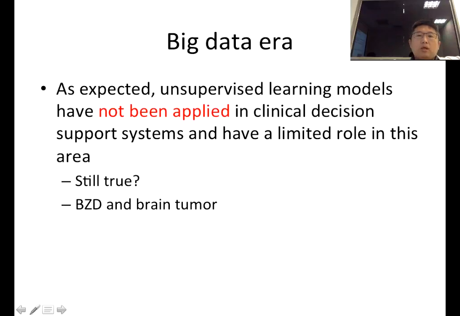Okay, so here is a conclusion that I made, different from these authors. I say that right now unsupervised learning is becoming more important in the big data era. In this chapter we didn't cover a lot of unsupervised learning methods, so maybe I will prepare a small session on unsupervised learning methods.